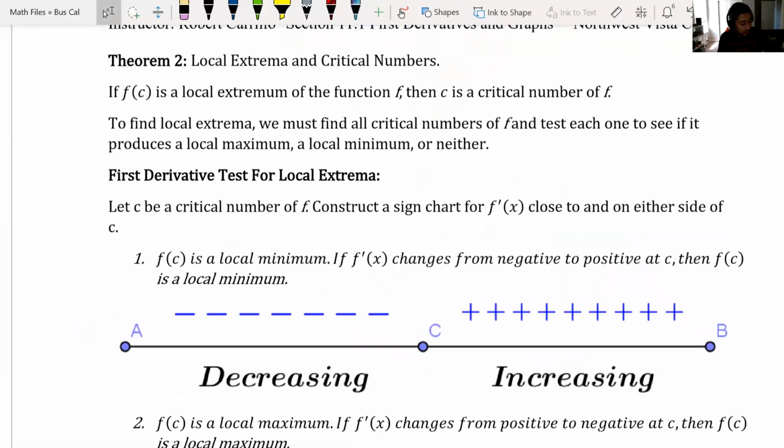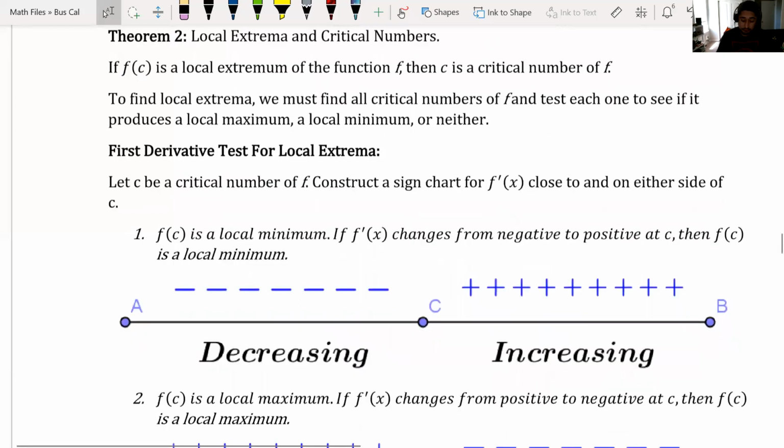So a theorem for local extremum, for max and mins and critical numbers. If f(c) is a local extremum, so if f(c) is a max or minimum, then c is a critical number. To find local extrema, we must find all critical numbers, and test one to see if it produces a local max or min or neither. And the way we do that is by what we've been doing already. We've been creating sign charts.